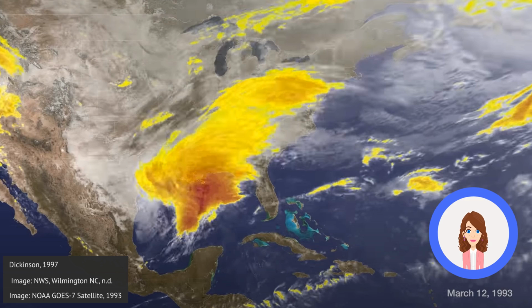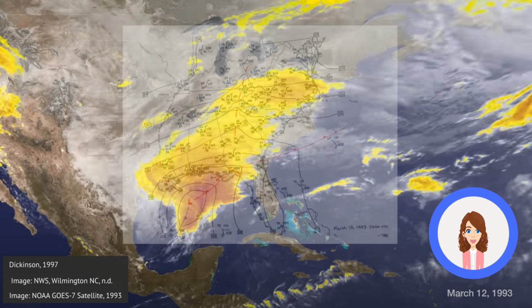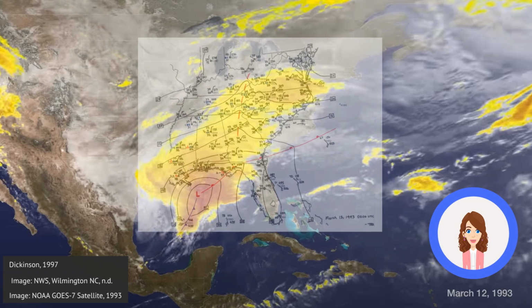In fact, let's just bring in a hand-drawn sketch from weather.gov. And you can see where the low pressure areas are.